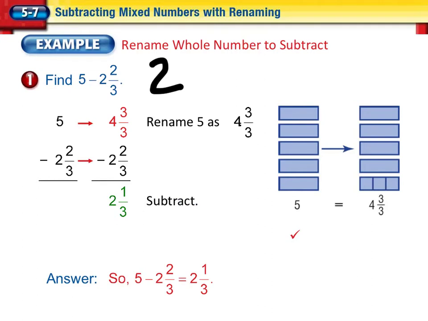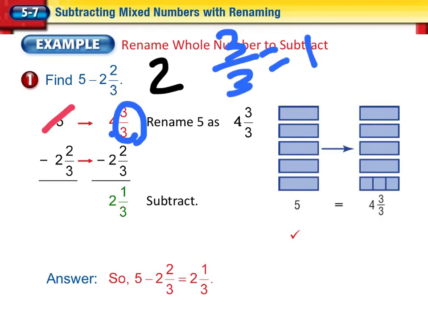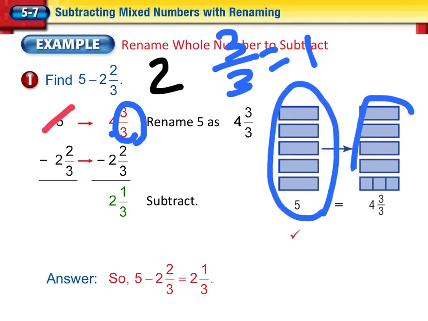Well, in order to do that, we need to rename this 5 as 4 and 3/3. And we know that 3/3 is equal to 1. You can look at the pictorial model here. We've done our original 5, and we can take it into 4 wholes and 3 out of 3, which is equal to 4 and 3/3, and we know that's equivalent to 5.